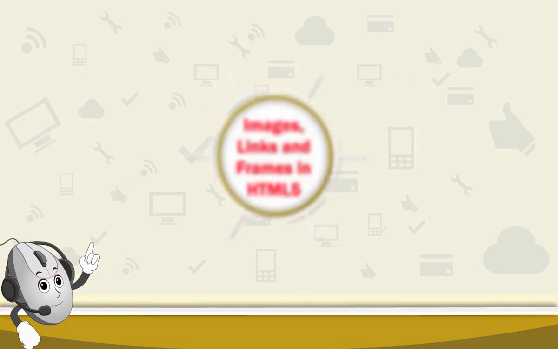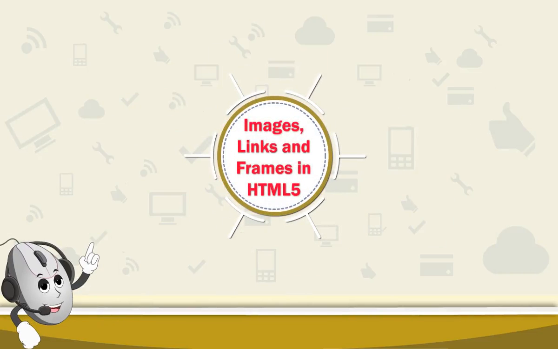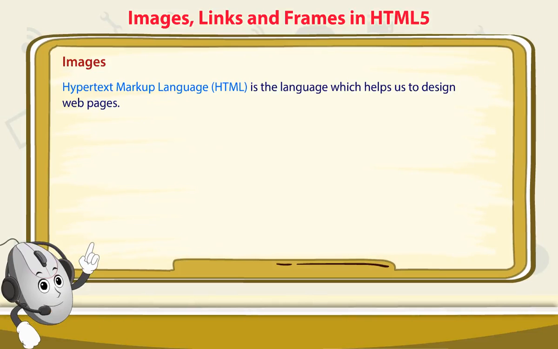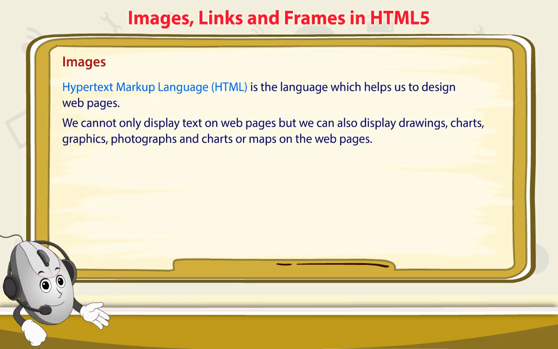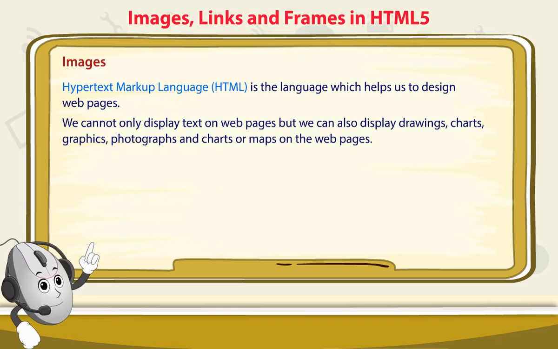Images, links and frames in HTML5. Images. Hypertext Markup Language (HTML) is the language which helps us to design web pages. We can not only display text on web pages, but we can also display drawings, charts, graphics, photographs or maps on the web pages.